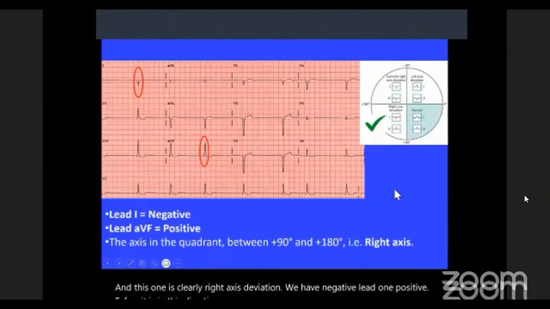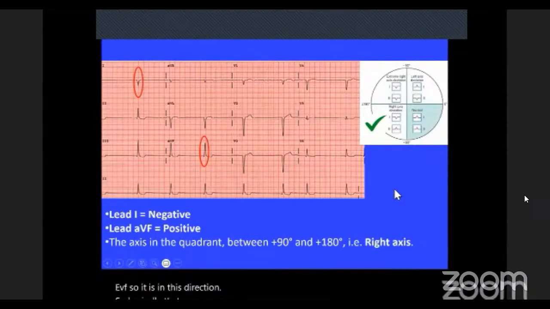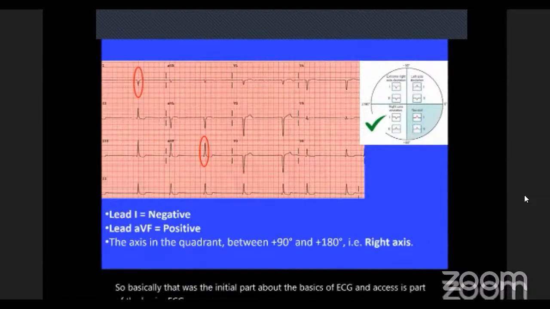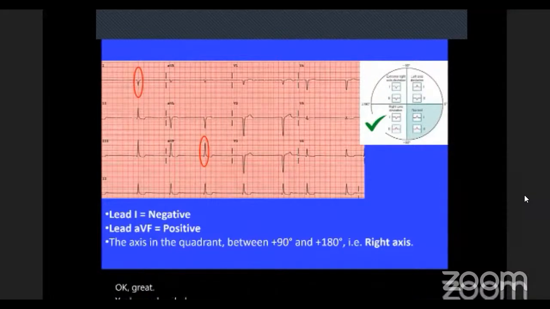Okay, so basically that was the initial part about the basics of ECG, and the axis is part of the basics of ECG. Any question about what I said so far? Clear, Doctor. Okay. Yeah, go ahead, please. No, Doctor, nothing. Clear.